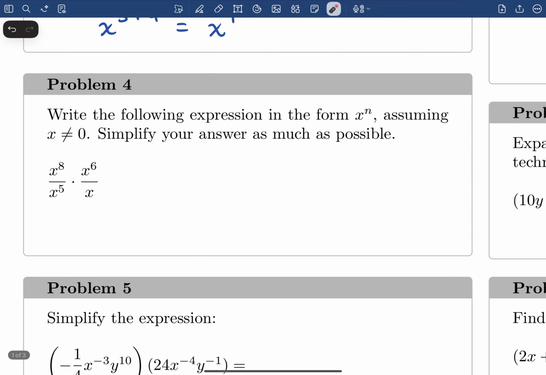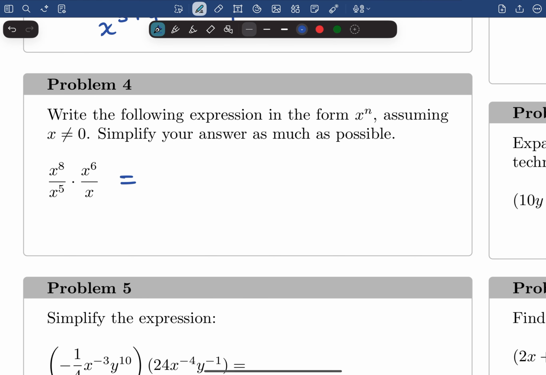Great. Problem 4. Write the following expression in the form x to the n, assuming x does not equal 0. Simplify your answer as much as possible. Great. So I see the product rule for these bases that are the same, and the product rule for these bases that are the same. And once I apply the product rule twice, I may apply the quotient rule, right?